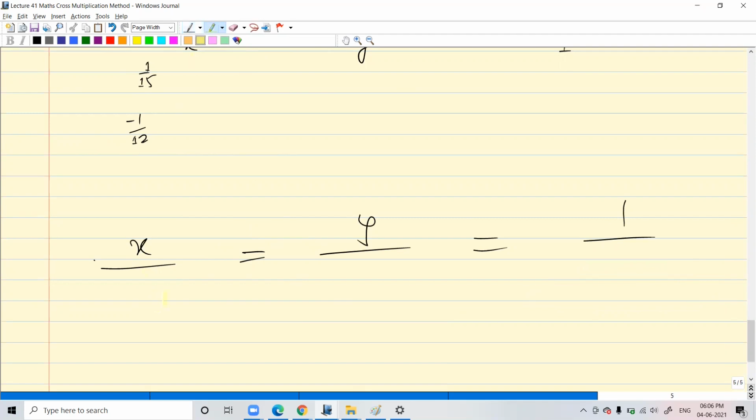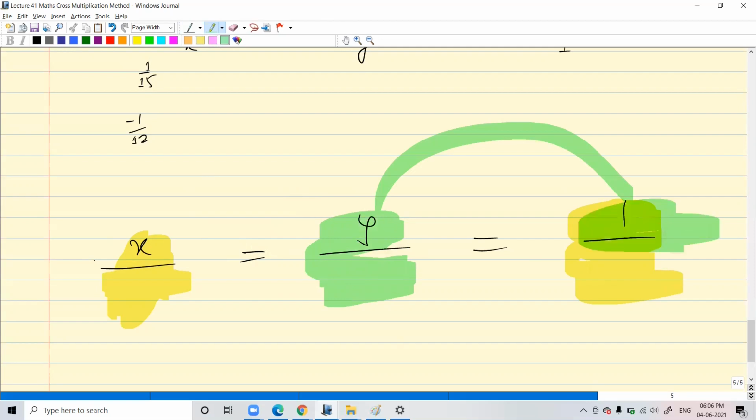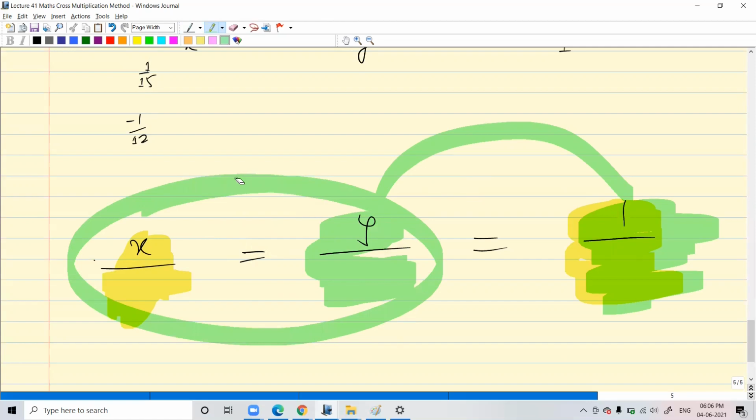And then that will be equal to 1 by something else. Okay. And that too, we don't take X and Y together. We only take this first ratio with the last one to find the value of X. And then we take the Y ratio along with the first one, this one, to solve the value of Y. We never take X and Y together.